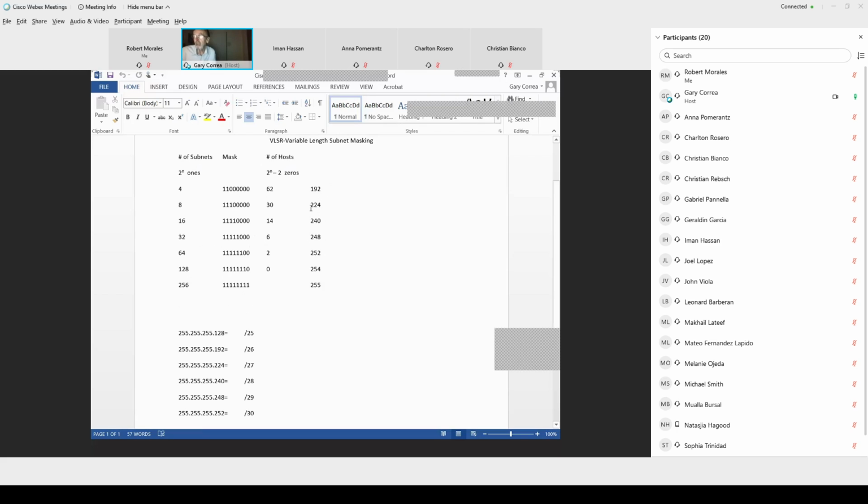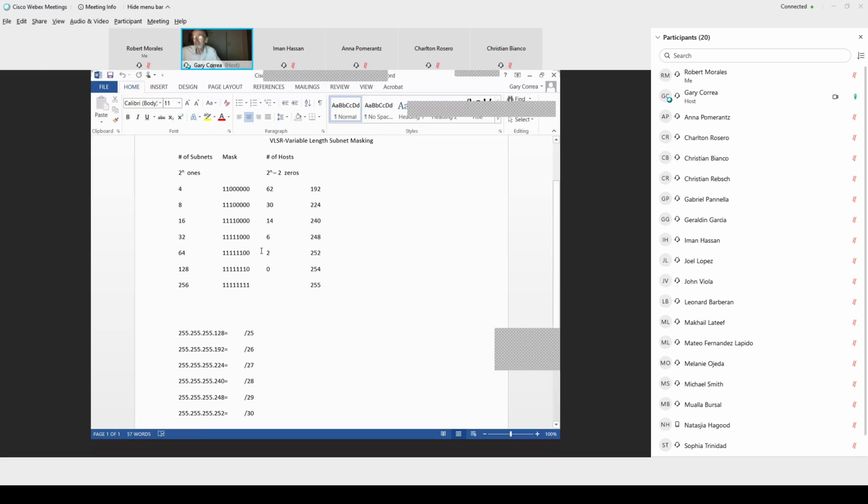So now let me see where I'm going here after this. Yeah, so I just wanted to concentrate on this: the number of subnets is the number of ones. The number of zeros is the number of hosts. The more ones you have, the more subnets you have. The more zeros you have, the more hosts you have. As your ones increase, your subnets increase, but your hosts decrease.